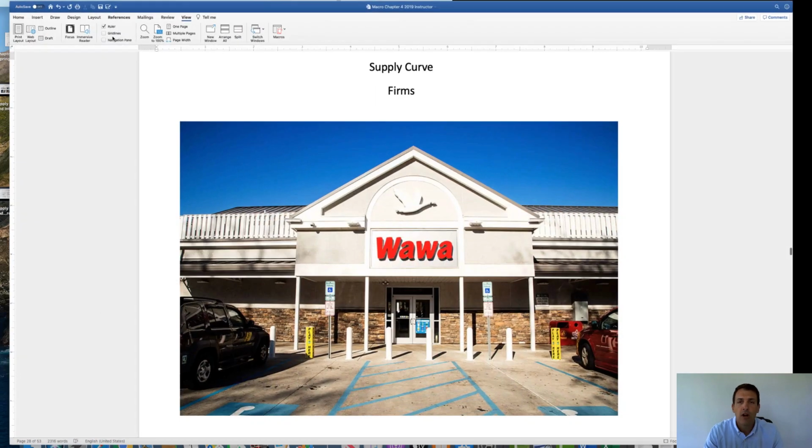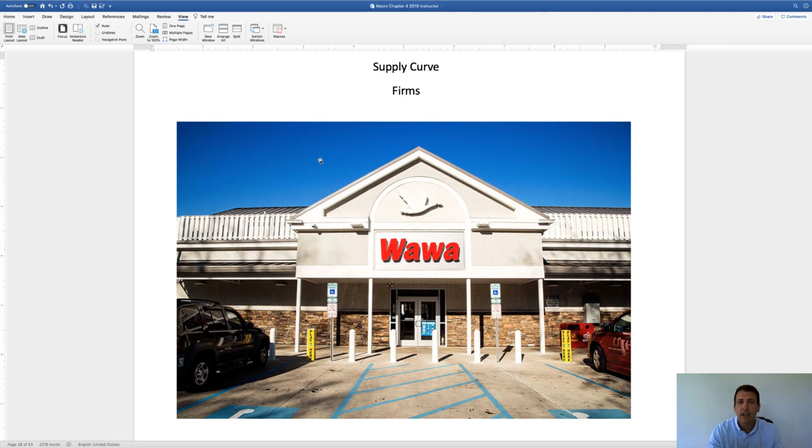All right, everyone. So we're at Wawa here, and I'm ready to get my Slurpee and my smoothies and my ice cream sandwiches. So we're thinking about supply now. So we want to think about the supply curve. Whenever you think of supply, you want to think of firms. Firms supply the market. Again, demand is consumers. All right, so Wawa is our supply for Wawa coffee, obviously.